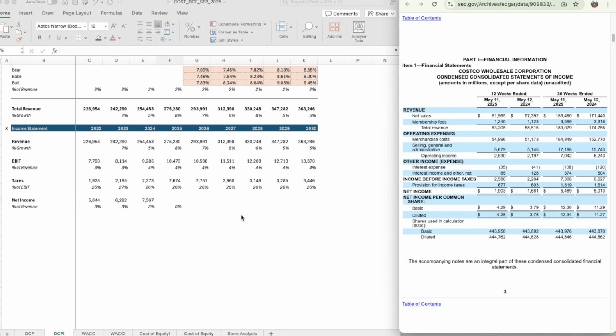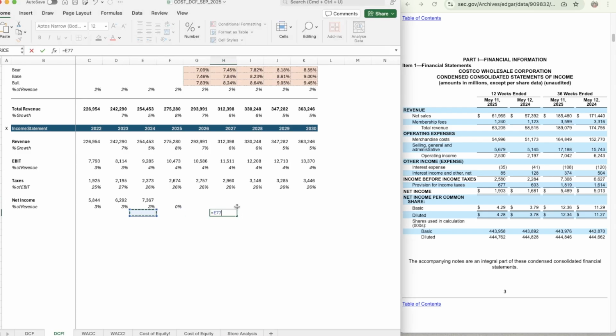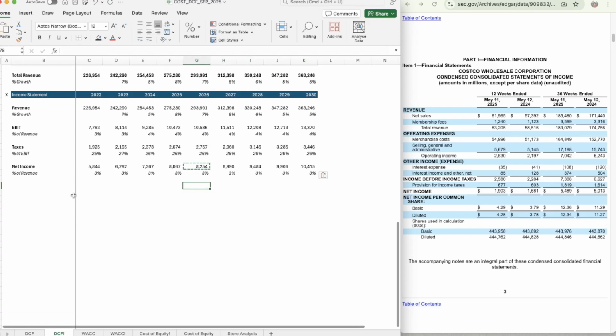Net income. So if they did 7367 divided by 5013, that's 1.47. Okay, that's that bit done.